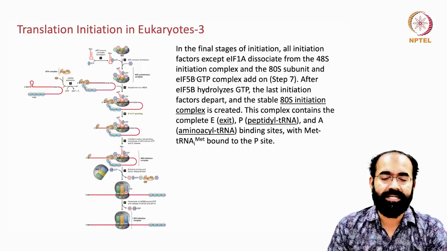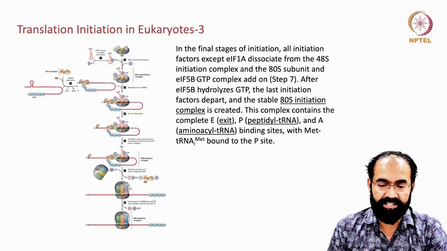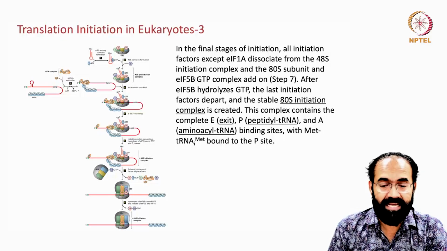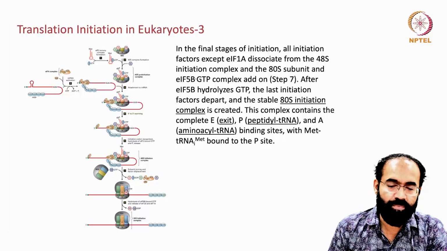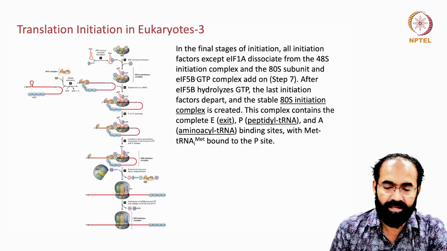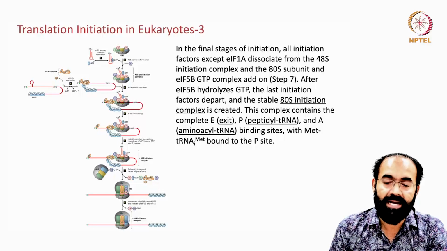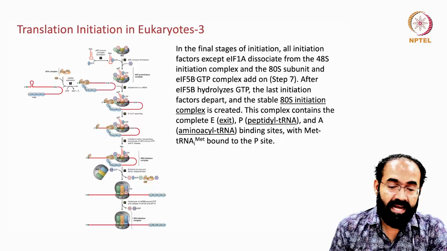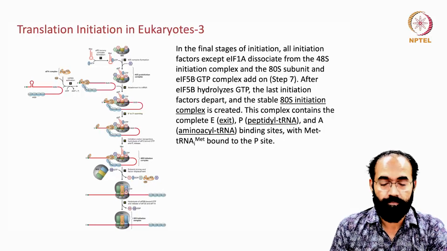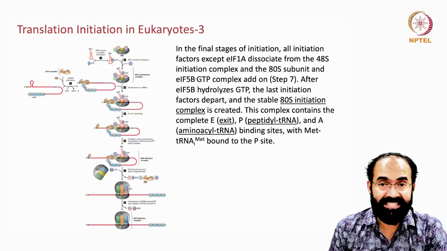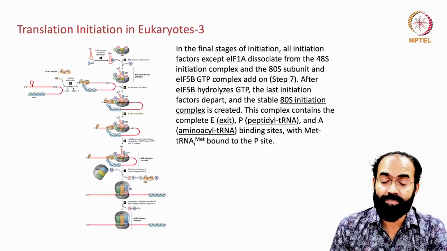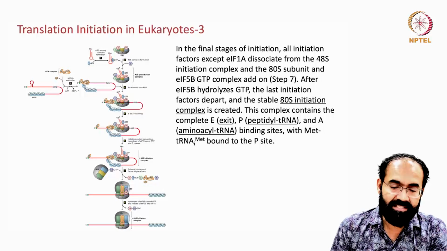Once it is completed, what happens in the final stage of initiation? All initiation factors except eIF1A dissociate from the 48S initiation complex, and the 60S subunit and the eIF5B GTP complex add, as you can see here in step number 7, after eIF5B hydrolysis of GTP. The last initiation factors depart and the stable 80S initiation complex is created. This complex contains the E site, the exit site, the peptidyl tRNA P site, and the A site with aminoacyl tRNA.